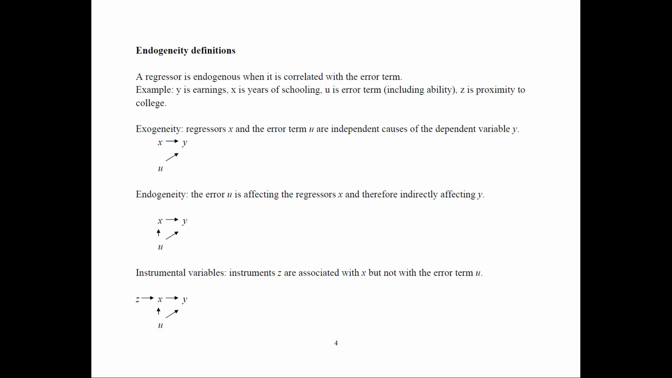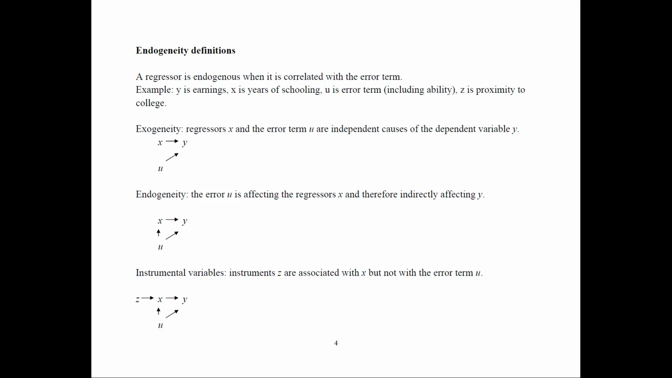In the first case, where I have exogeneity, this is when the regressors X and the error term U are independent causes of the dependent variable Y. So in this case of exogeneity, we have X causing Y, and U, the error term, causing Y. This is the best case when we can just use OLS regression to estimate the model, and we are all set.